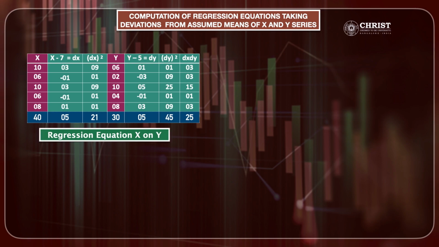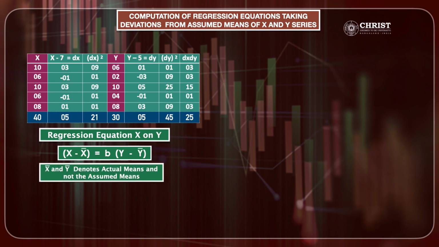That is x minus x bar is equal to b into y minus y bar. Now here you have to remember the golden rule I mentioned earlier. X bar and y bar for the regression equations denote the actual means of x and y series. And students will always make the mistake. They will compute with the assumed means which you have used for the computation. So please remember that assumed means we are using only for the computation. When you come to the regression equation, you have to take the actual means of x and y series. So that's a golden rule. You have to remember that.